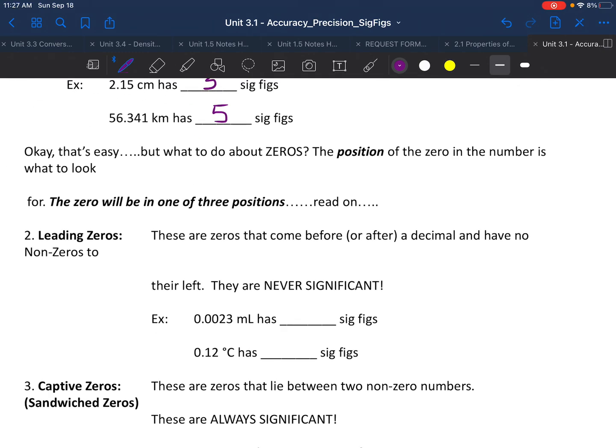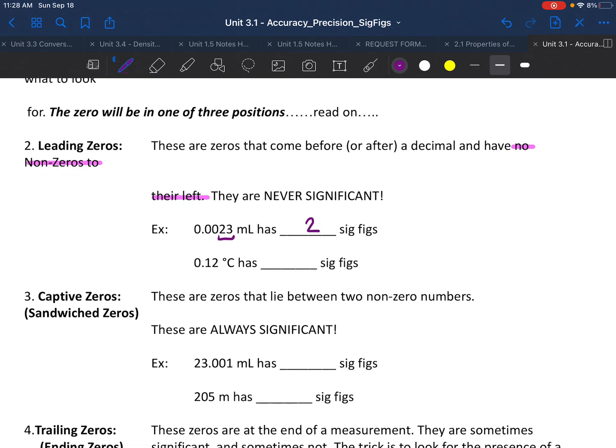The first of which are leading zeros. So the key here is that they will come before or after the decimal, but they have no non-zeros to their left. I apologize for my weird formatting here. They are never significant if they don't have a number that's not 0 to their left. So looking here, you would look at this group of zeros. There's no non-zero number in front of them, so they are not significant. That means we only have 2 significant figures, the 2 and the 3.